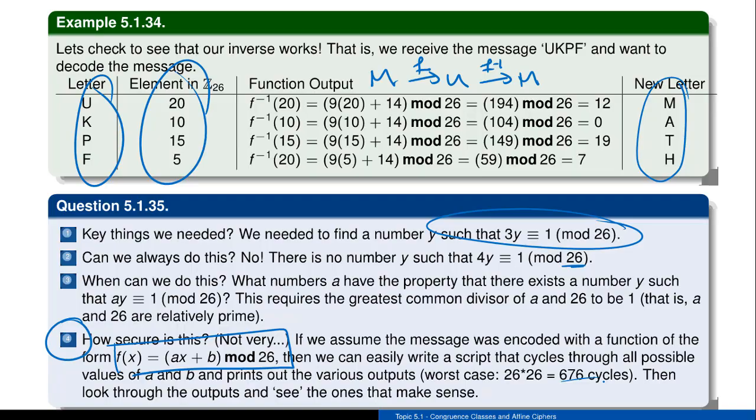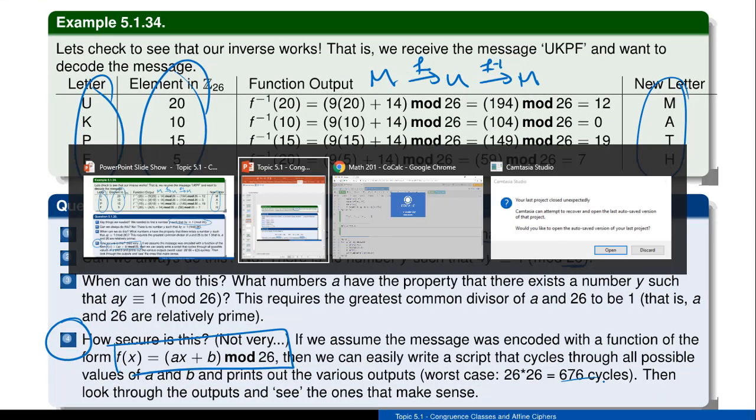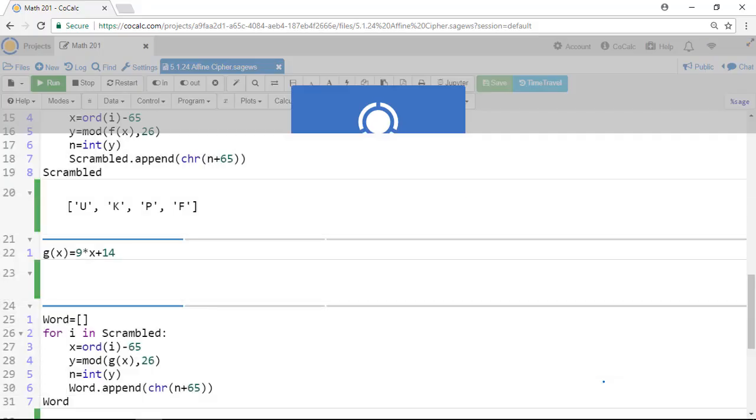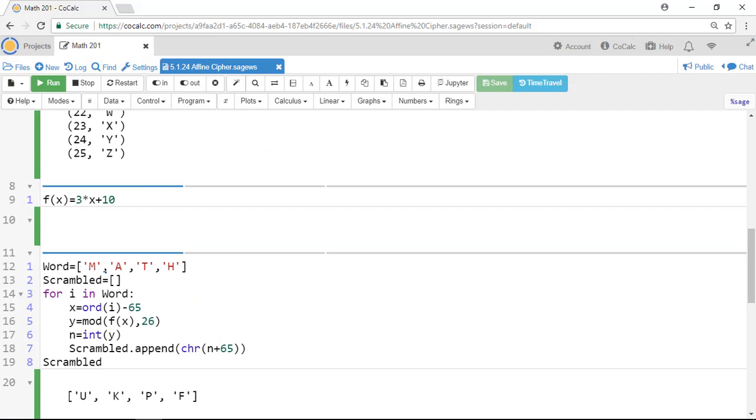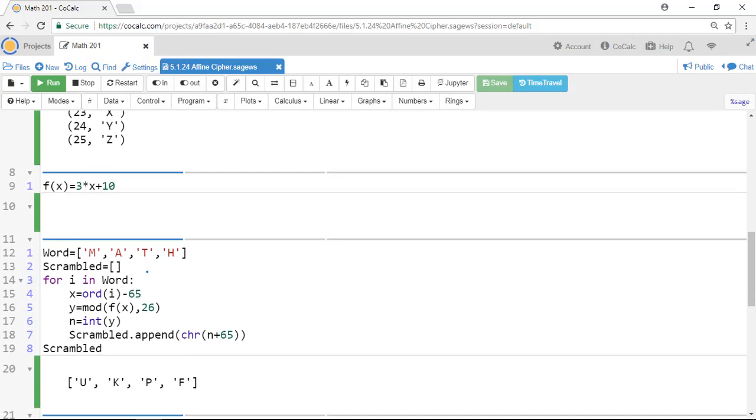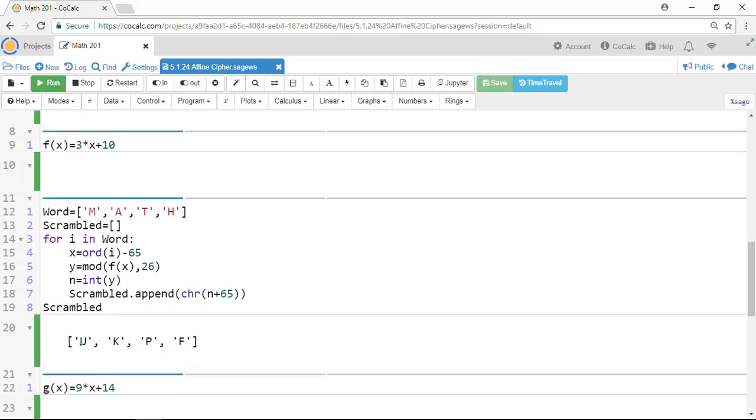Okay, so as I mentioned earlier, I do want to quickly cycle back to that piece of code that I showed you last time, which is right in here. What I did last time is I took my word M-A-T-H, and I scrambled it up using this little bit of code. What happened is I took those letters, converted them to numbers. Those numbers got scrambled with my function f, and then I converted them back to letters. So now I'm sitting with this phrase UKPF in my scrambled command.